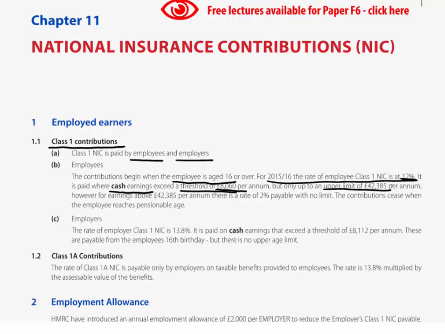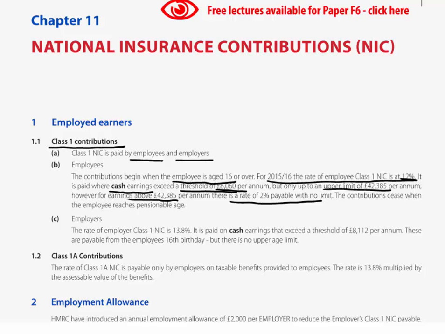When we go above that upper limit, for earnings above £42,385, we get a reduced rate. Then the rate is just 2%, payable with no limit. Whatever level of cash earnings the taxpayer may have in the 15-16 tax year, it's 2% above the £42,385 upper limit. So the percentages 12 and 2, and the limits £8,060 and £42,385, are relevant to the employee, all provided on your rates and allowances page. You don't have to memorise those numbers.